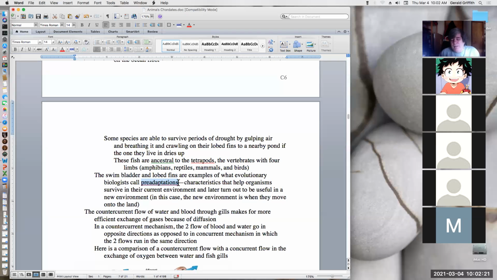Now, keep in mind, they didn't evolve these characteristics thinking about the future. They didn't think, yeah, there's all that land up there, we could move up there in a few 100,000 years. They evolved swim bladders and lobe fins to help them survive in their aquatic environment. So a pre-adaptation is useful in the environment you're in now. It also turns out to be useful later, just by luck, in a new environment.